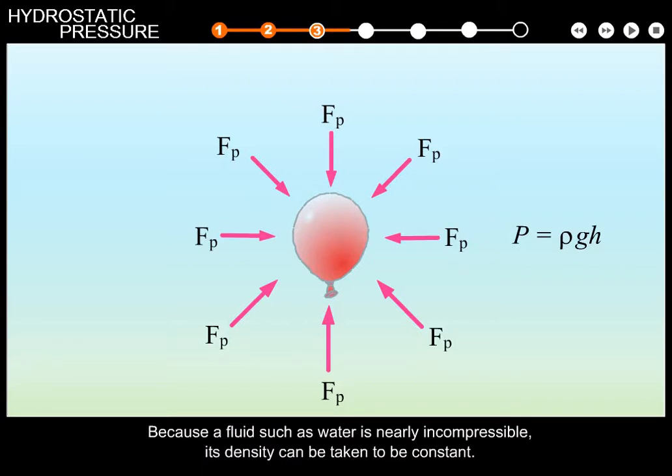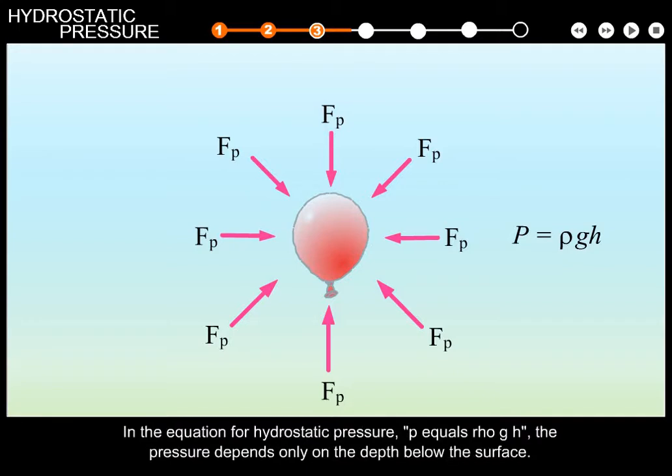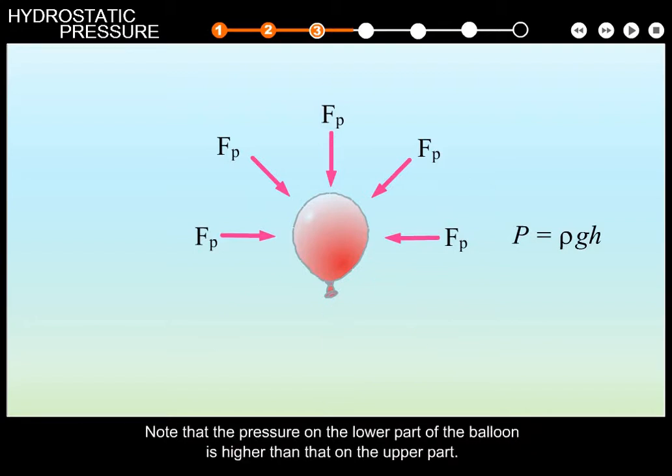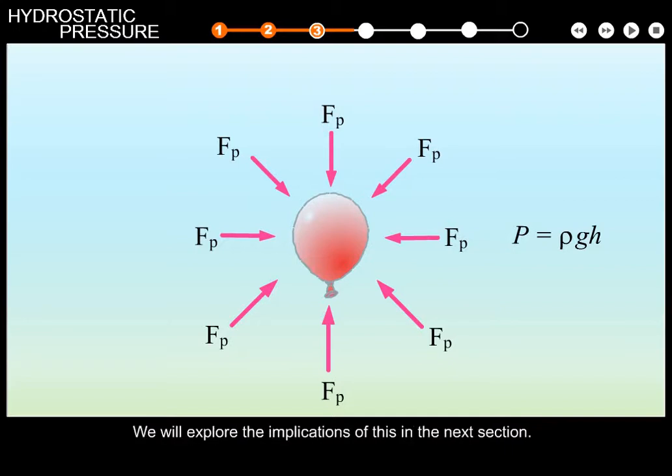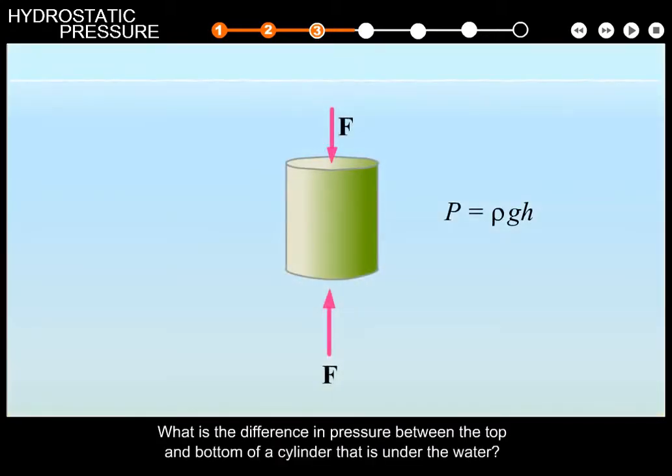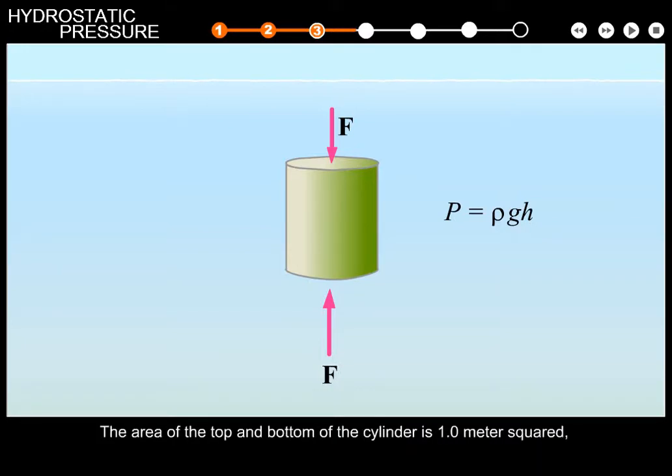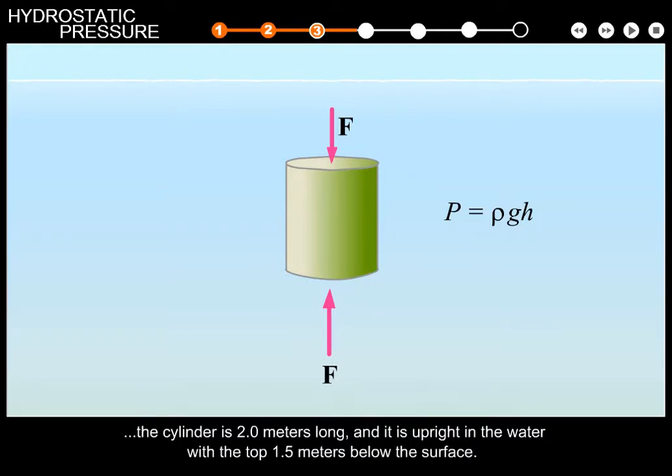Because a fluid such as water is nearly incompressible, its density can be taken to be constant. In the equation for hydrostatic pressure, P equals rho g h, the pressure depends only on the depth below the surface. Note that the pressure on the lower part of the balloon is higher than that on the upper part. We will explore the implications of this in the next section. What is the difference in pressure between the top and bottom of a cylinder that is under the water? The area of the top and bottom of the cylinder is 1.0 meters squared. The cylinder is 2.0 meters long, and it is upright in the water with the top 1.5 meters below the surface.